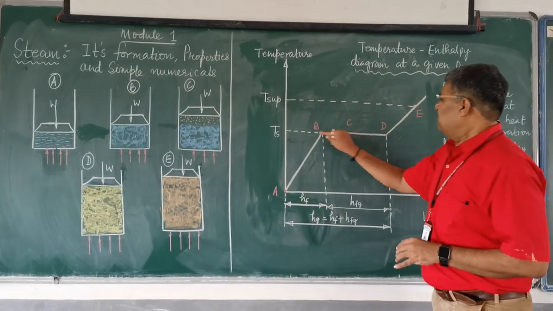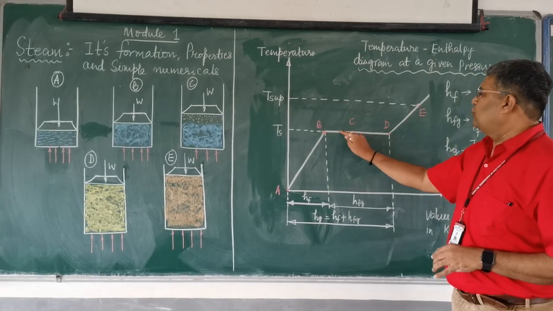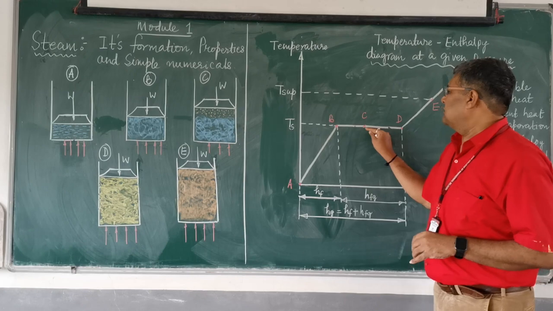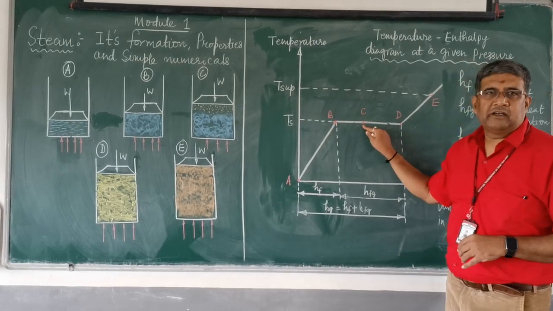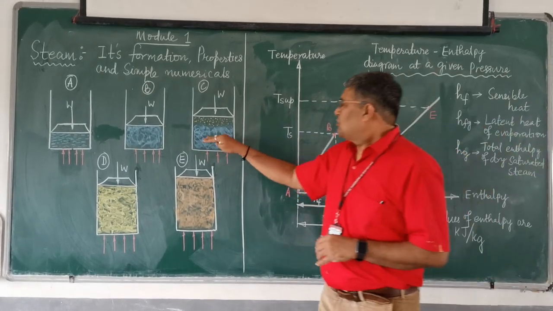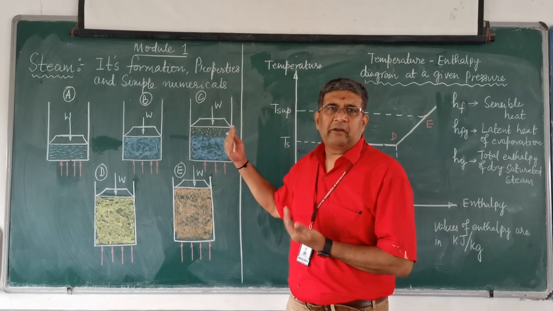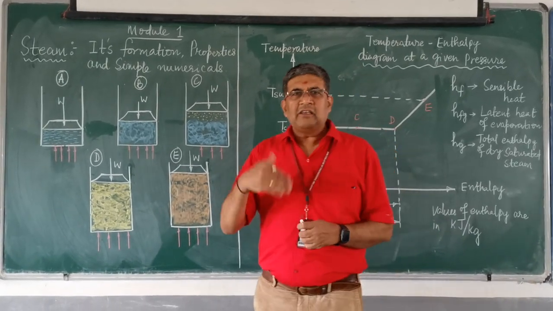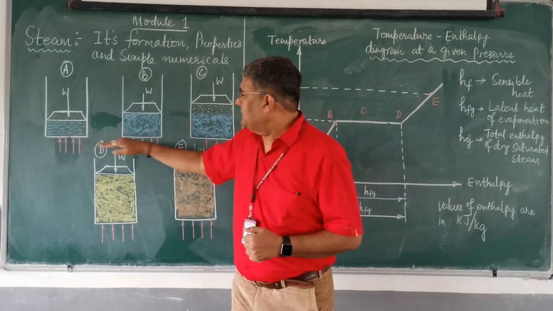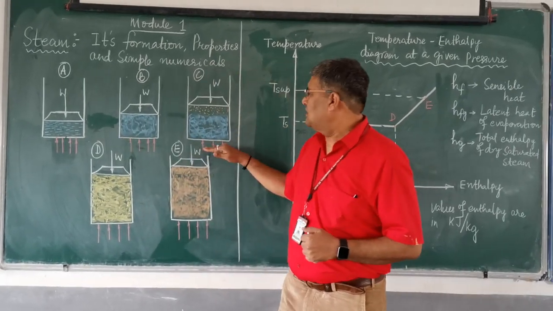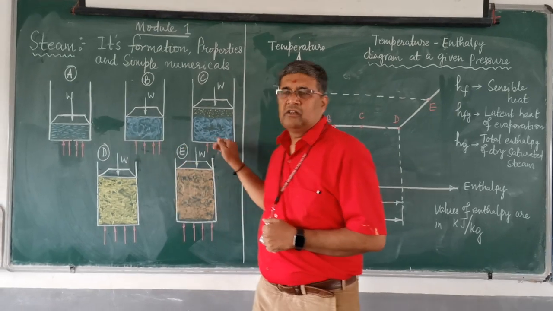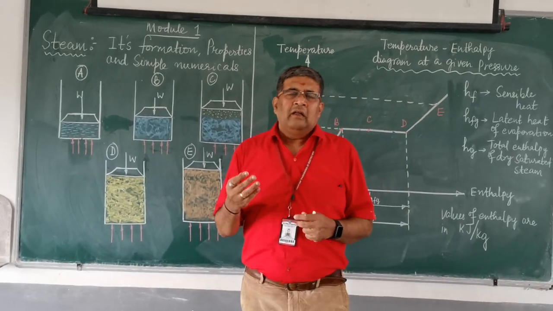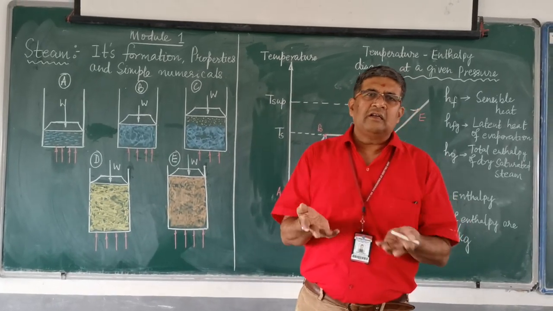Somewhere between B and D, you can choose any point, and it is going to represent C. Just for the sake of representation, I have shown it here. Slowly this water starts getting evaporated and steam is being formed. Since we are continuously adding heat to it, and these pink lines show heat addition, there comes a point when the entire water gets converted into steam.